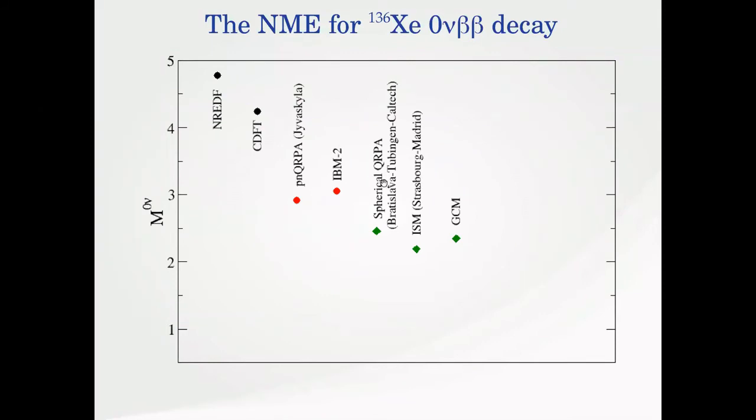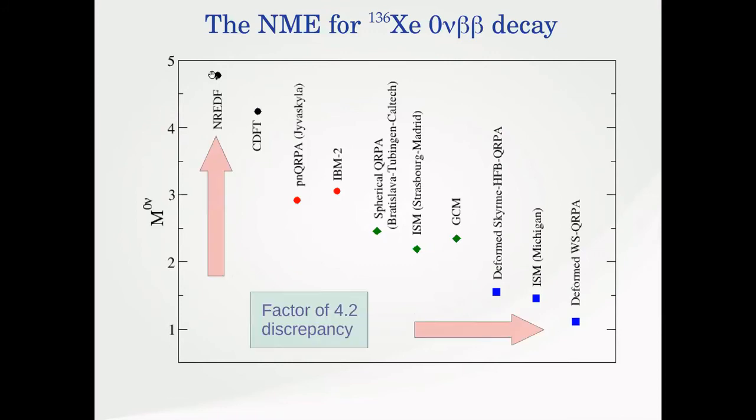The popular two methods are the Shell model and the QRPA, historically and traditionally. But this was in the recent past, and then suddenly, as the calculations got more and more complicated, more and more extensive, the numbers got smaller and smaller. So this took into account deformed Woods-Saxon QRPAs, deformed Hartree-Fock-Bogoliubov QRPA, and large basis Shell model calculations. And these are hugely different from what we have here. In fact, the discrepancy is more than a factor of 4.2.